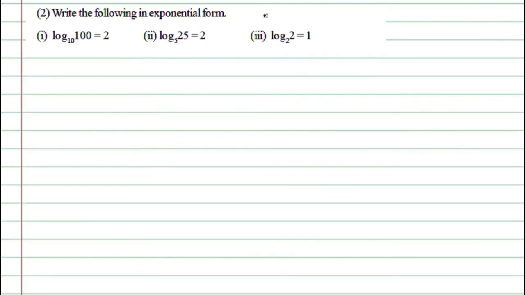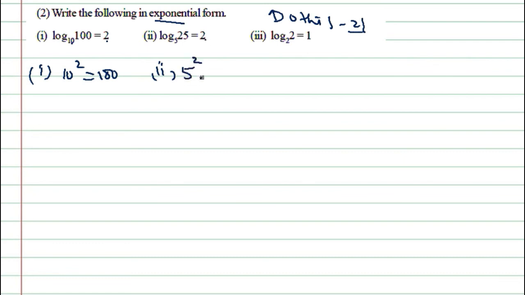In the same way, do the second part, page number 21. Log of 100 to the base 10 is equal to 2. We are going to write in exponential form. So the first answer: 10 is the base, and this is 2. We can write it as a power, that is 10 square. So the answer is 100.